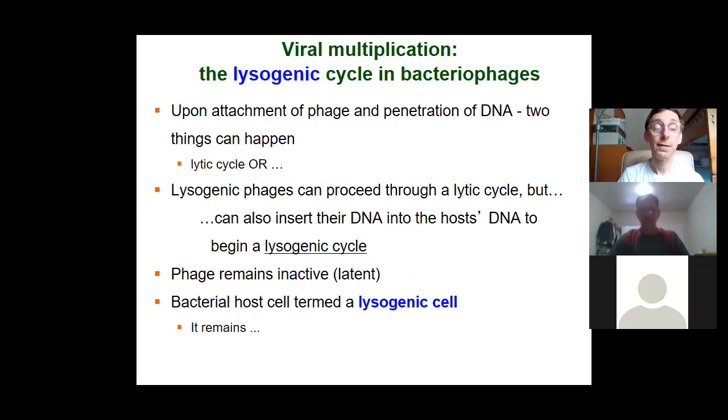All right, the lytic life cycle isn't the only life cycle that bacteriophages can have. They can also have the lysogenic life cycle, where the virus does not kill the host cell, at least doesn't kill the host cell immediately. So what happens in the lysogenic life cycle is there will be an attachment of a bacteriophage, and then penetration of the cell wall by the virus, injecting the viral genome into the cell.